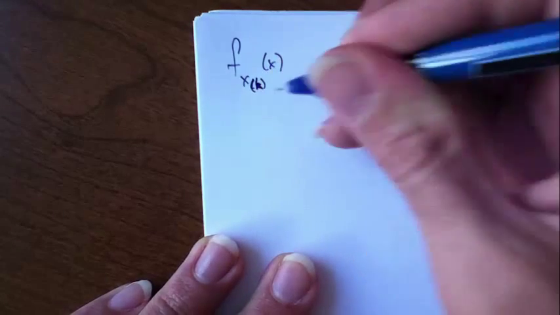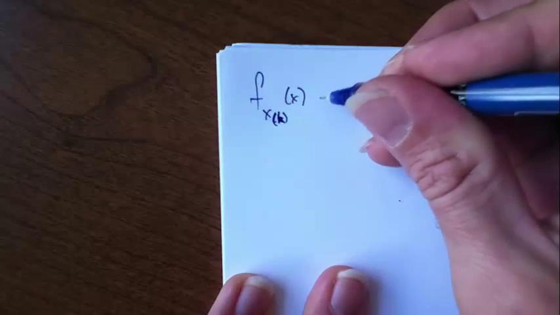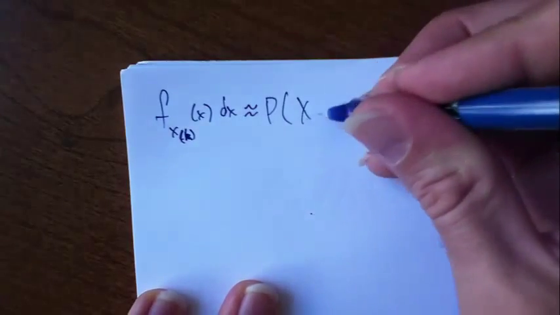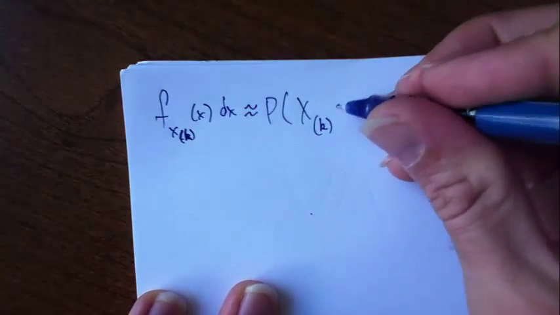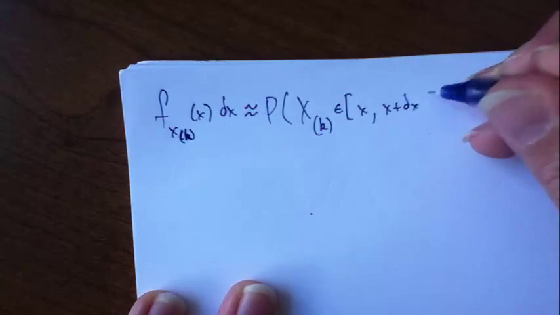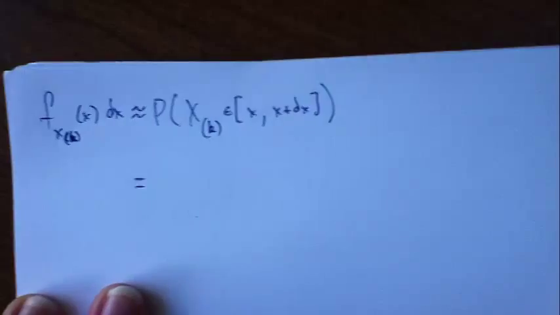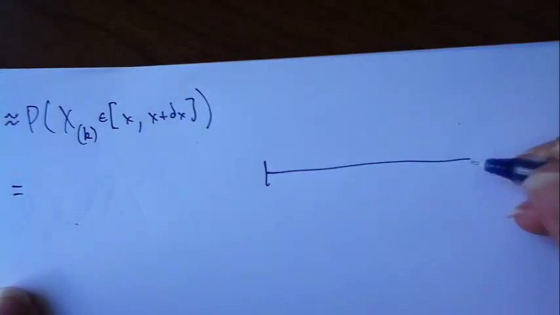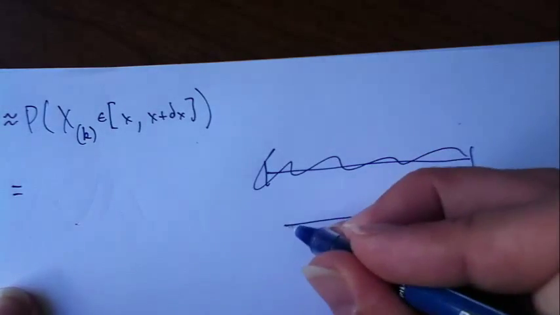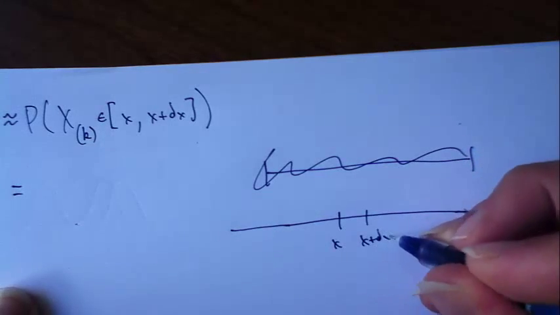That's what that is. Well, so first of all, what I'm going to do is multiply this by dx, okay? Because I know that this is basically the chance that the kth order statistic takes on a value between x and x plus dx. All right. And this is going to happen. Well, let's draw a picture here. Actually, this can go off to negative infinity, positive infinity, whatever. Here's x. Here's x plus dx.